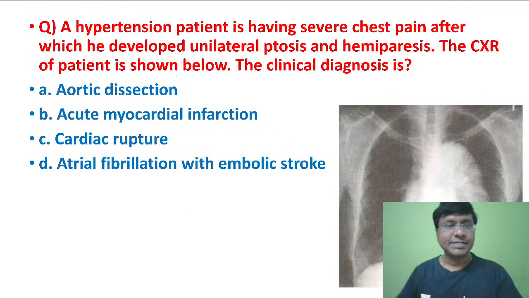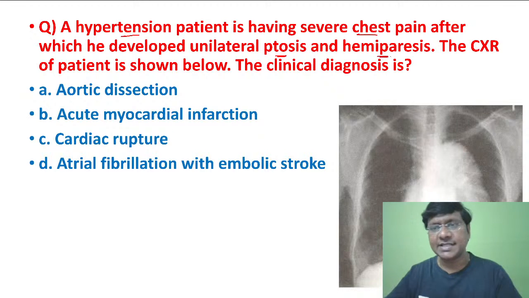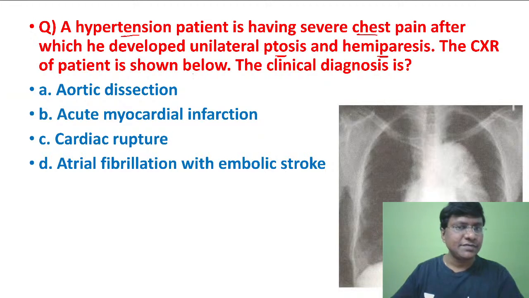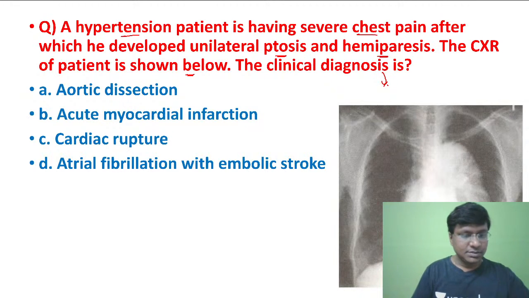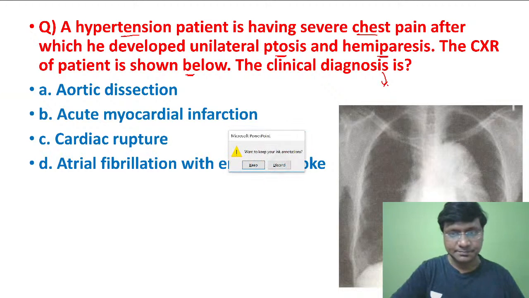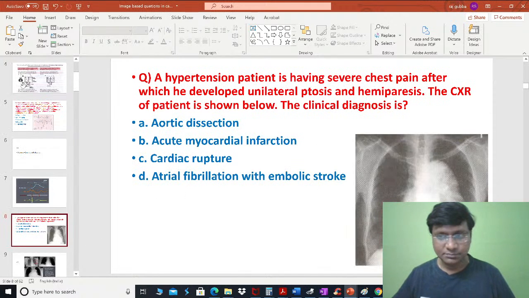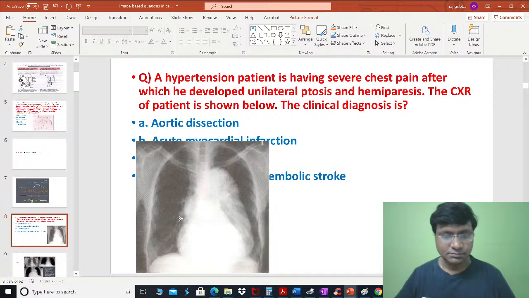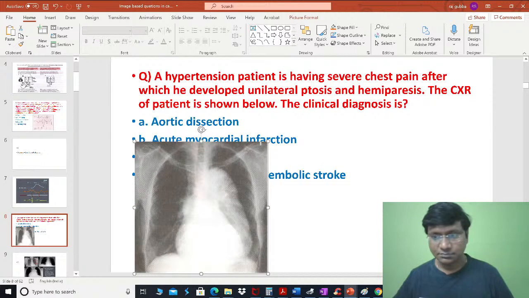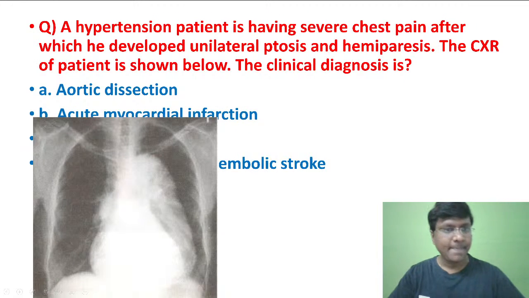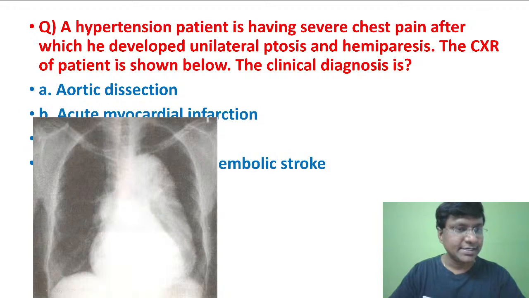Next, and this is one of the last images of this session. A hypertensive patient has severe chest pain, after which he developed unilateral ptosis as well as hemiparesis. The chest X-ray of the patient is shown below. What is the clinical diagnosis? What is the diagnosis of this clinical scenario?